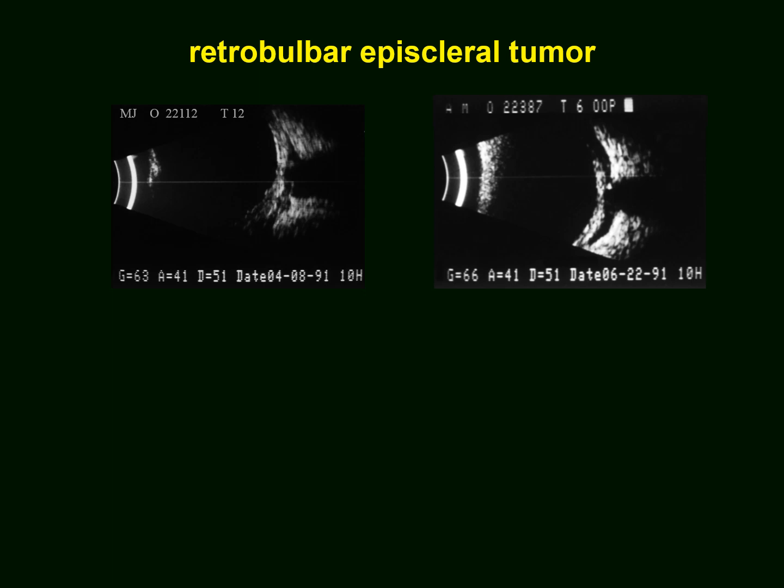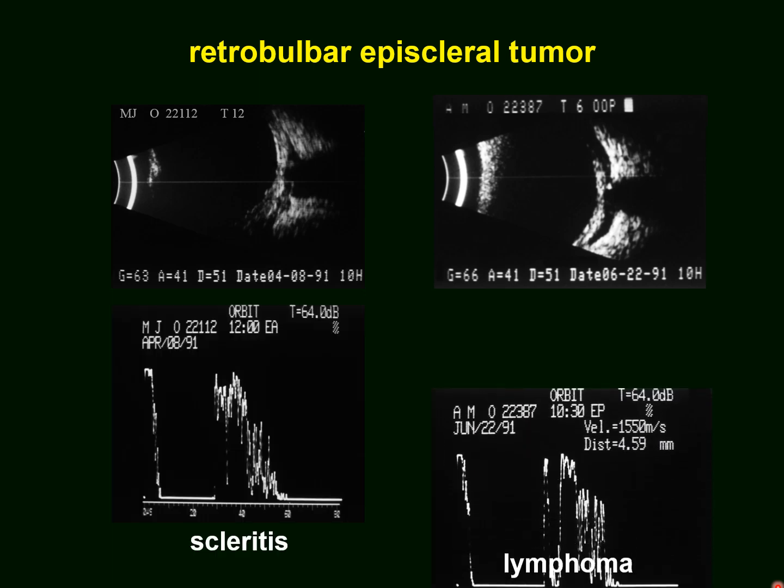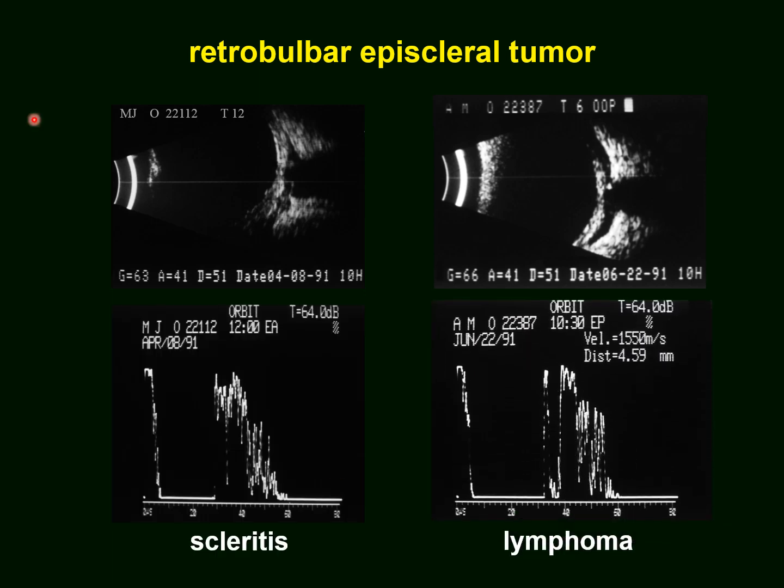And here, a retropalpar lesion in these two eyes, looking very similar around the optic nerve. There's the optic nerve, expanding episclerally in both directions. And then the A-scans give us the type of lesion. That was a scleritis.